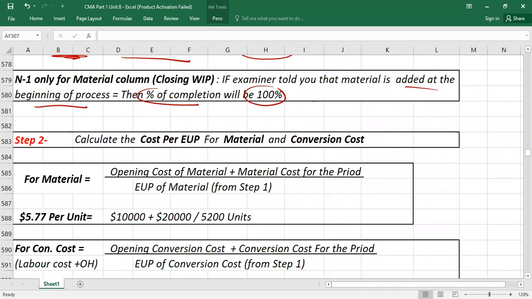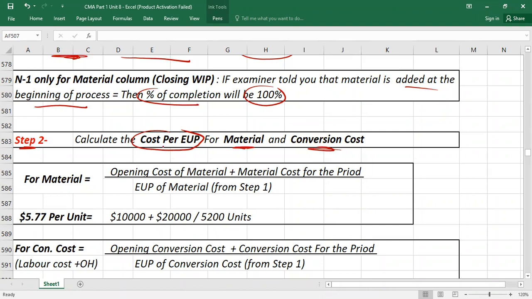Under the weighted average method, step number two is what? We have to calculate cost per equivalent units. And we have to calculate for material separately and for conversion cost separately. You should not combine it. For material separately, for conversion cost separately. Conversion cost, you know what it includes? Labor cost and overhead cost. Both together is called conversion cost.